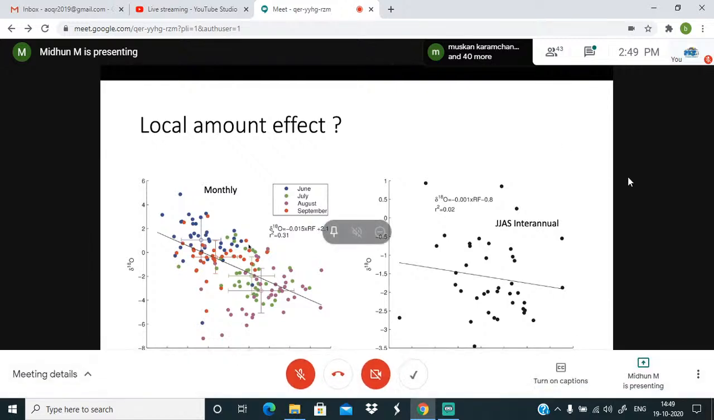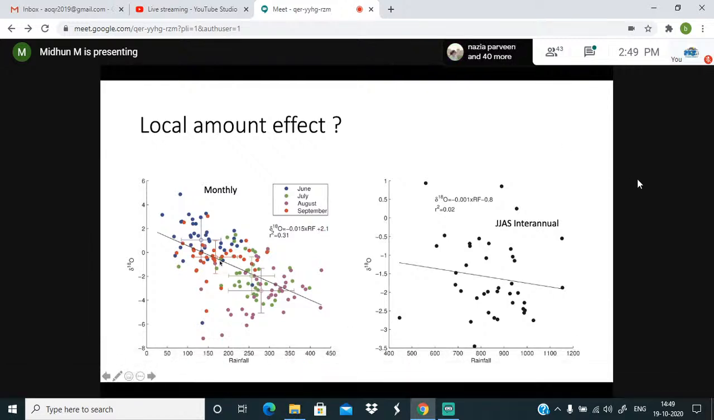With the Addis Ababa rainfall, you see a negative correlation. But if you look into the data in detail, the observations in June are clustered here, July is clustered here, August is clustered here, and September is clustered here. So this negative relation is actually coming from the seasonality.